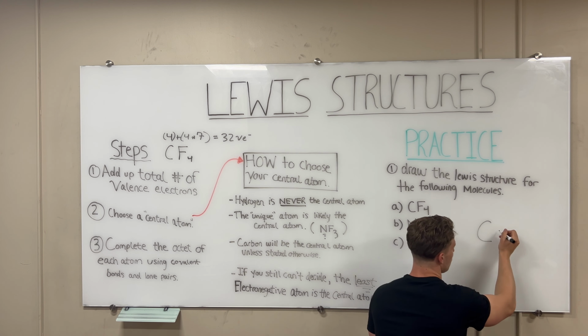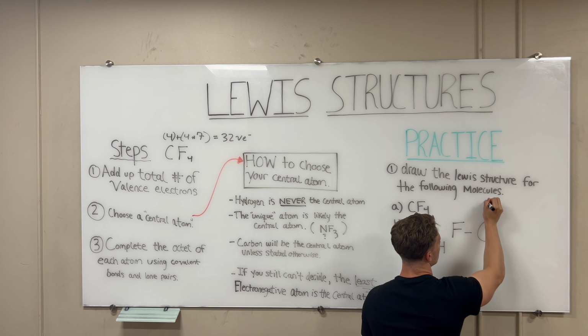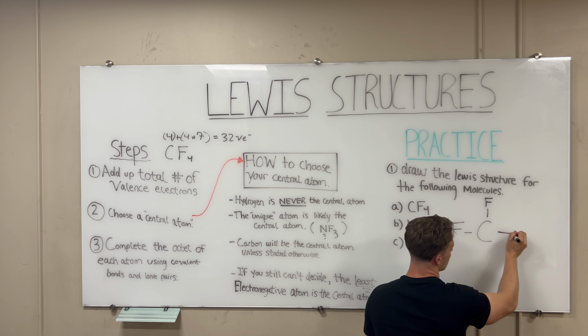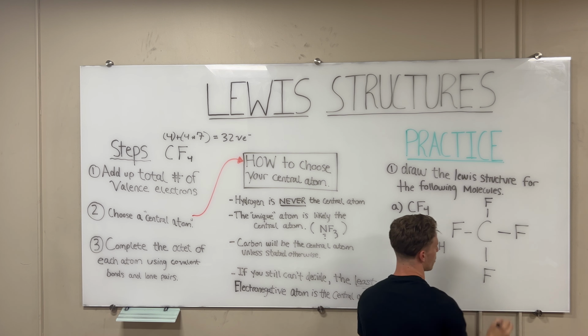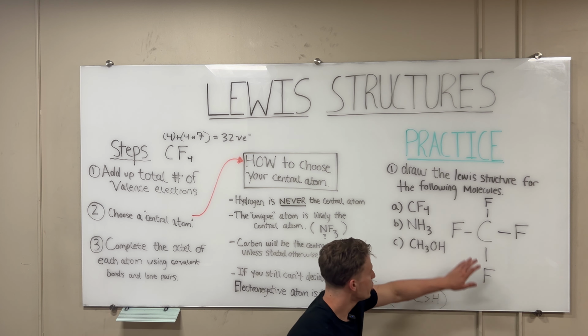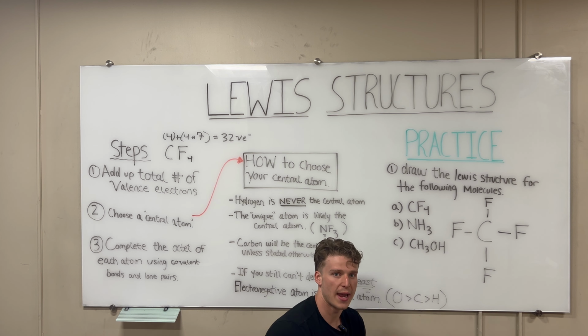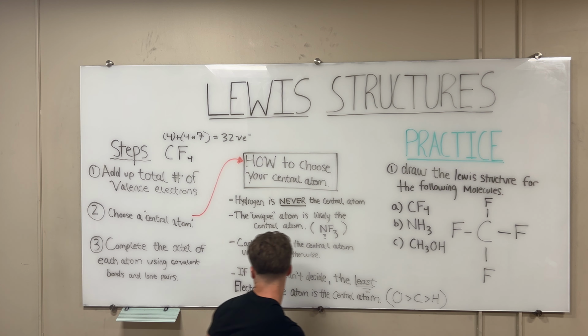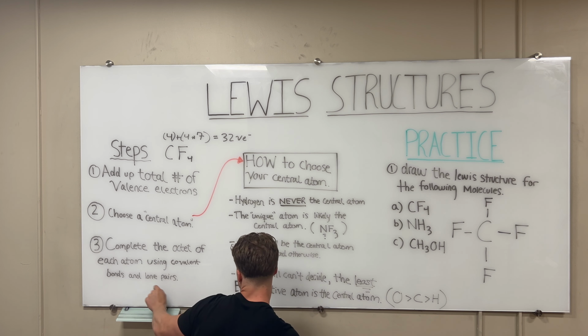So we have 4 fluorine molecules attached to the carbon. Now, what do these lines represent? These lines represent covalent bonds, right? Over here it said that we're going to complete the octet of each atom using covalent bonds and lone pairs.